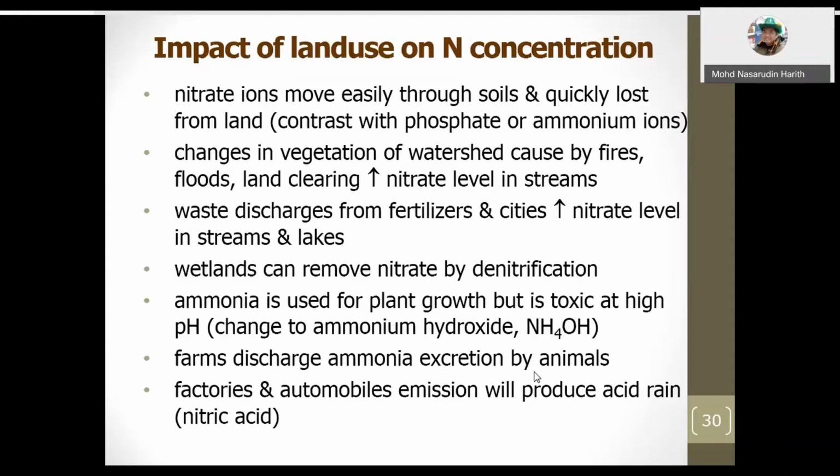Ammonia is used for plant growth but it's toxic at high pH. Farm discharge and ammonia excretion by animals add to it. Factories and automobile emissions will produce acid rain, which consists of nitric acid.